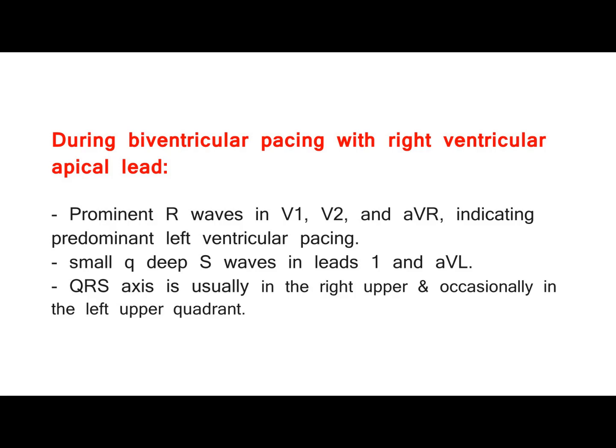During biventricular pacing with right ventricular apical lead. Prominent R waves in V1, V2, and AVR, indicating predominant left ventricular pacing. Small Q deep S waves in leads 1 and AVL. QRS axis is usually in the right upper and occasionally in the left upper quadrant.